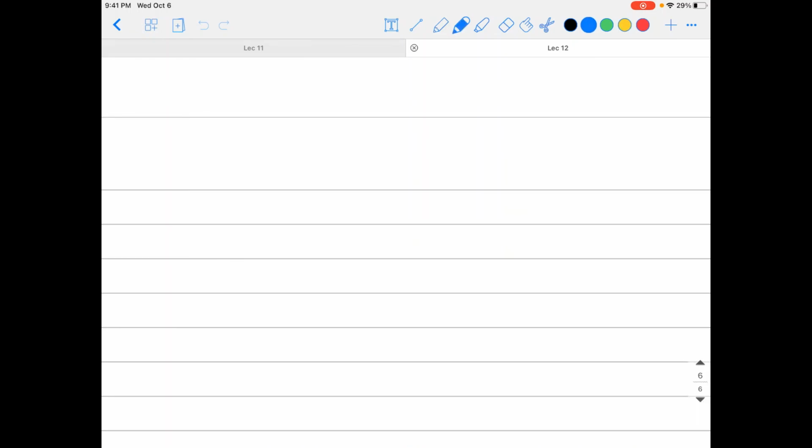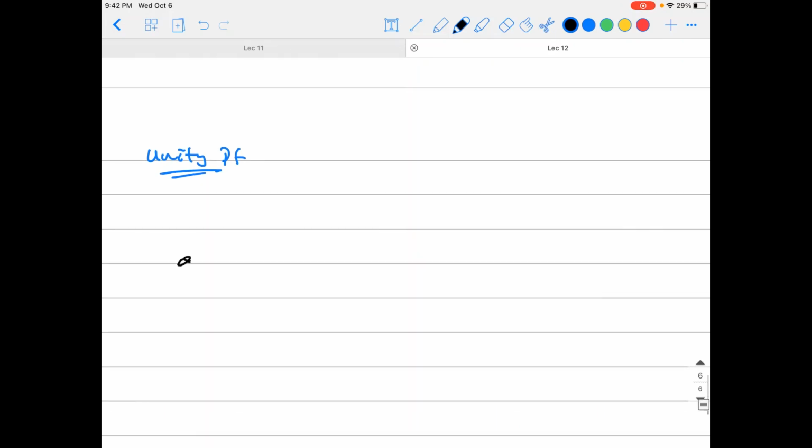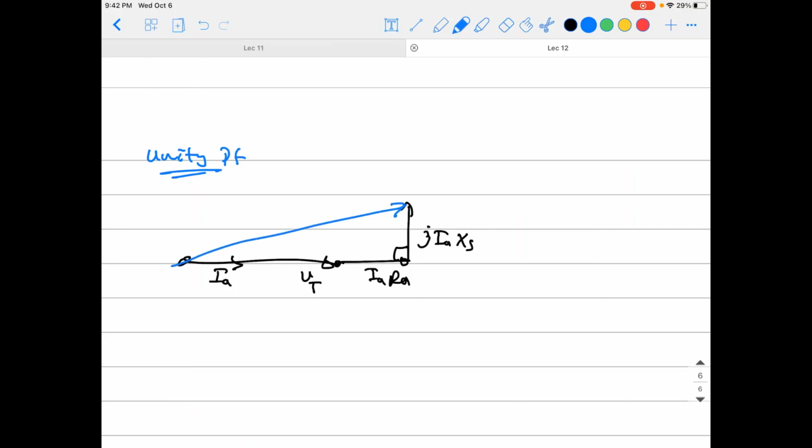So that was the lagging power factor. For unity power factor, unity power factor means if there's the terminal voltage, the current will have the same angle as the terminal voltage because that's unity power factor. And that means easily you can have IA RA like that because it's in the same direction, and that is jIA XS because it's just perpendicular to it, and this will give you EA, or the induced voltage in the machine, like this, and that is angle delta.